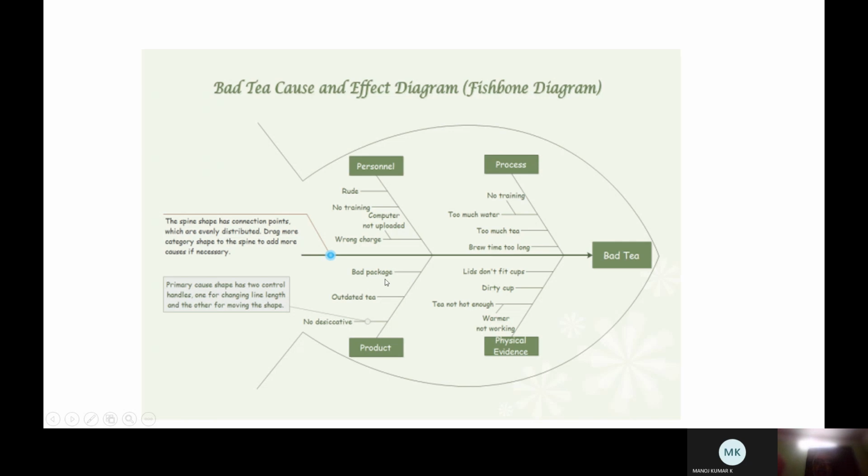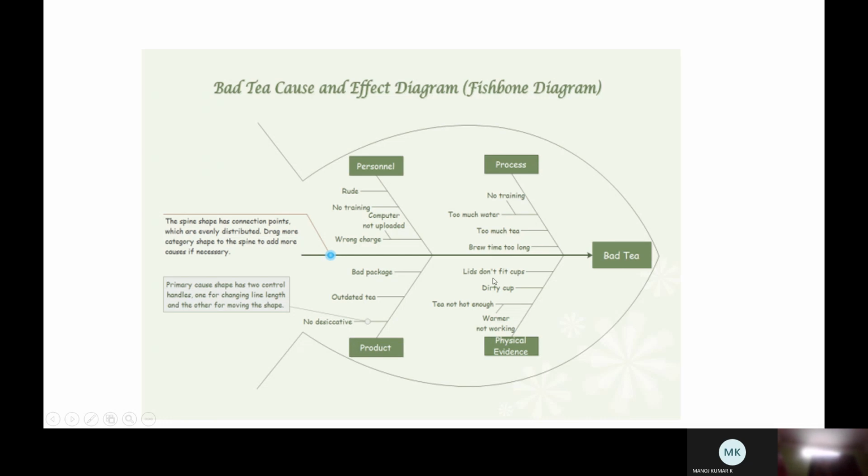The third one is bad package. The tea is outdated. Nowadays we have to see the expiry date. Every product has become a problem. Whatever expired items we are buying, the shops are not bothered. So if it is outdated tea, it will be a bad tea. Desiccative, I think this is some ingredient, I am not very particular. Bad package. All these come under the product category. So physical evidence.